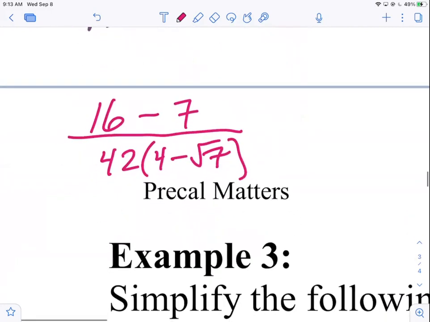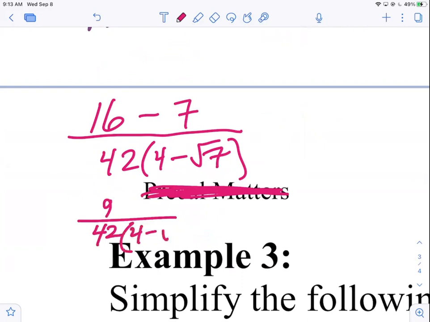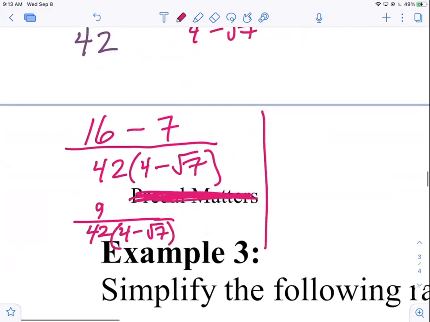All right, moving straight down. Get out of the way, pre-cal matters. 16 minus 7. ¿Cómo se dice? 9? Yeah. 9. 42 times 4 minus root 7. We're still going to leave it factored. Now, I'm not going to work down to example 3, so I'm going to start a new column. 9 42nds.